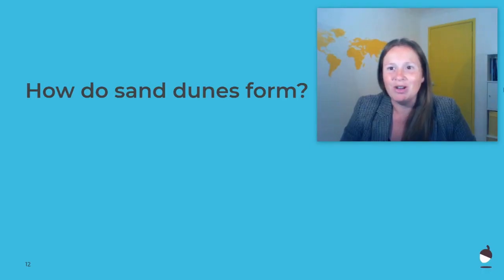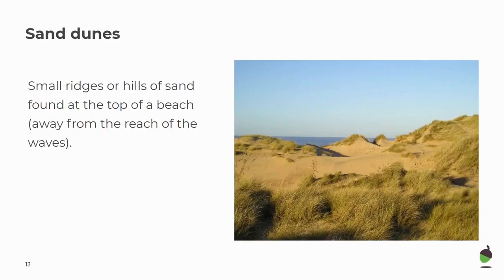Let's move on now and have a look at sand dunes. Sand dunes are small ridges or hills of sand found at the top of a beach, away from the reach of the waves.